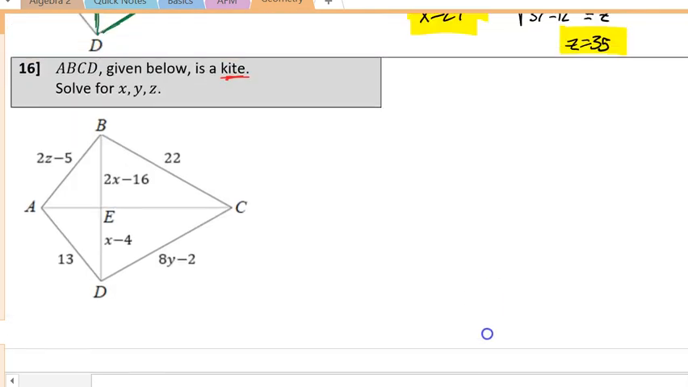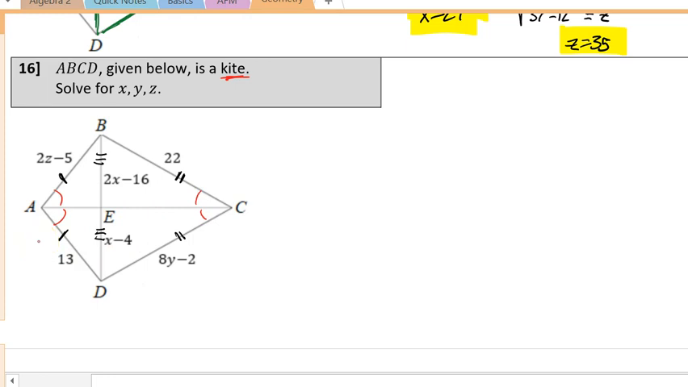Okay, question number 16. Once again, we're given a kite. So that means that we know that adjacent sides are congruent. We know that the main diagonal bisects the cross diagonal. And we know that opposite angles are bisected by the main diagonal. We're not given any angle measures here. All of these are side measures.